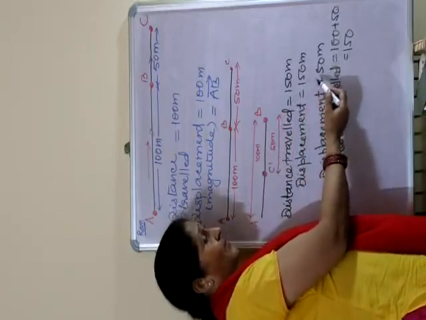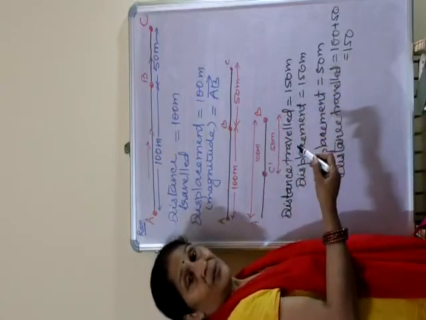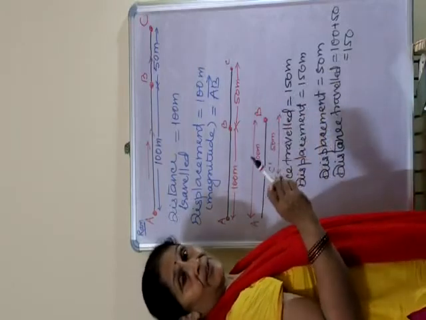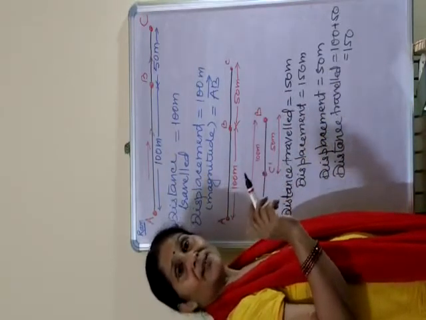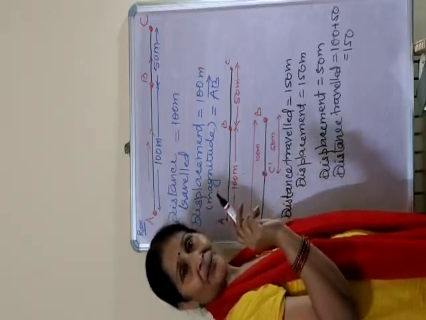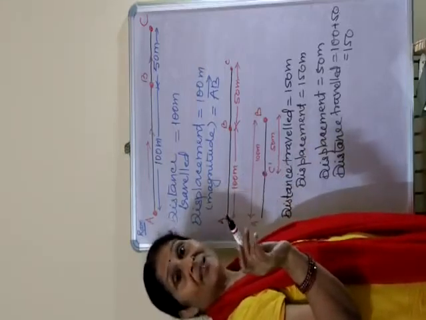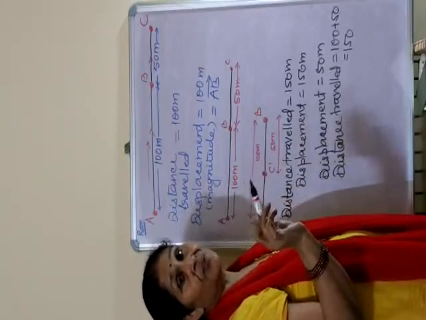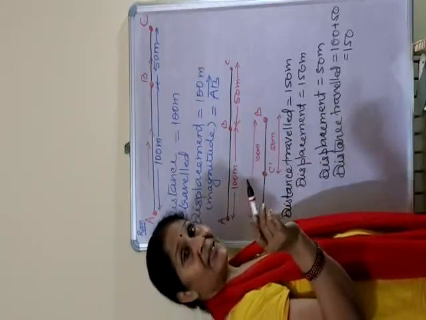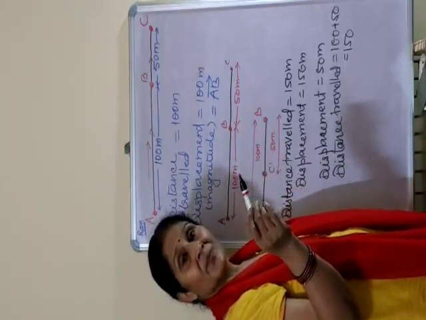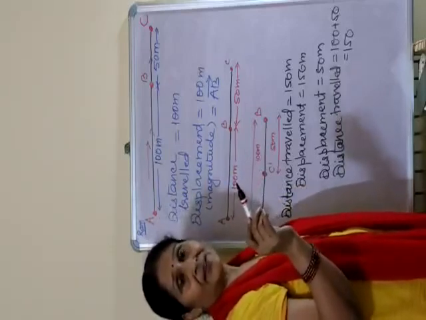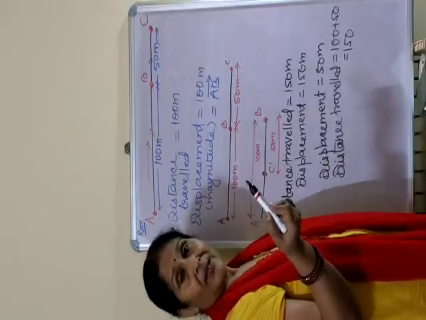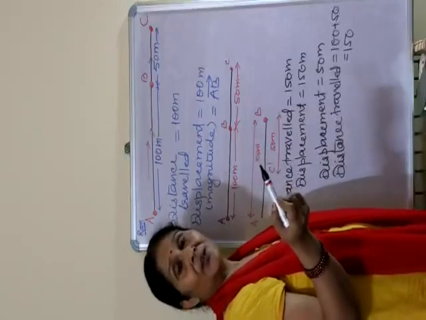So what do we conclude? We conclude when a body travels along the same path in the same direction, then the magnitude of displacement and distance traveled will be equal. Otherwise, distance traveled may be greater than or equal to the displacement.